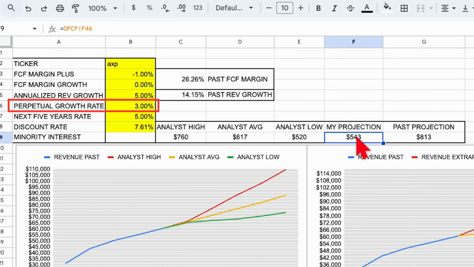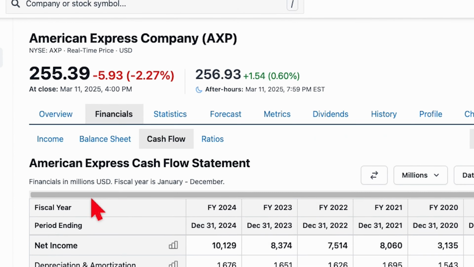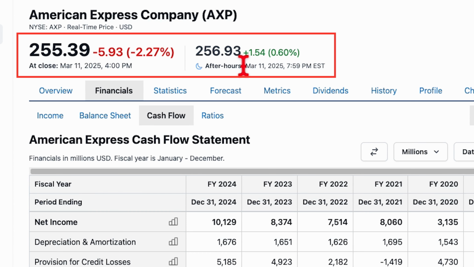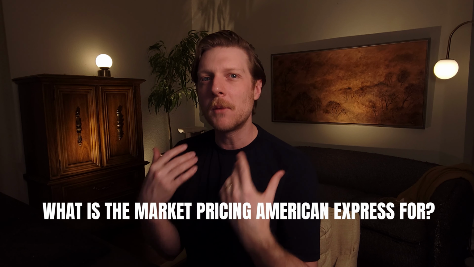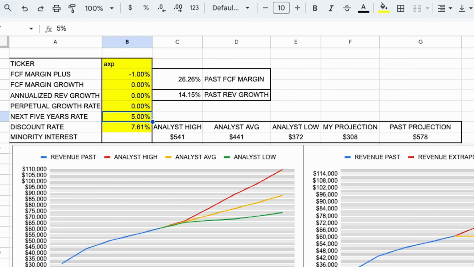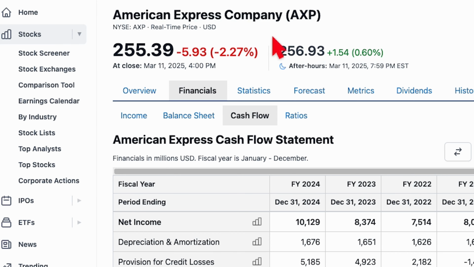Now, if that is the case, my projection is an intrinsic value of 543. And when the company is currently trading at 255, 256 this morning, it looks really, really strong. Now, one thing I also like to do is change my projection to see what the market is pricing American Express for. Like, does the market think there's going to be zero growth? And that's why it's priced so low. So if I put in zero growth, zero growth, zero growth, now I'm getting a projected share price of 261, which is now in line with their current share price.